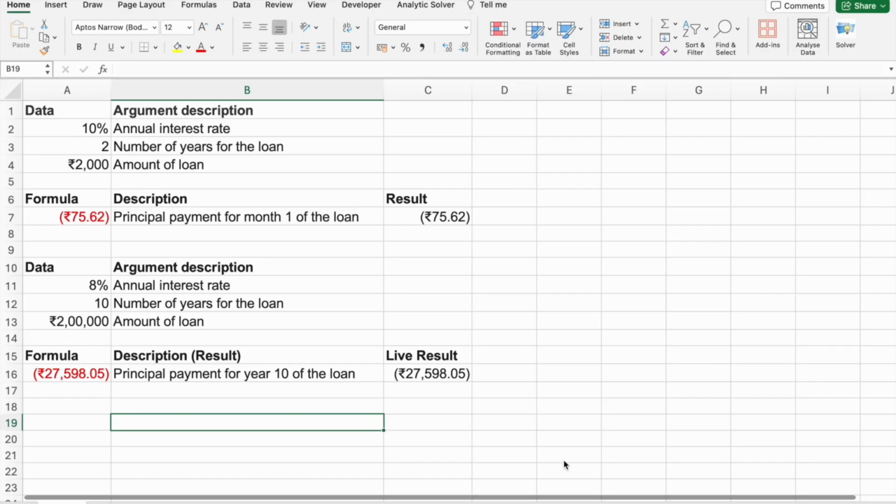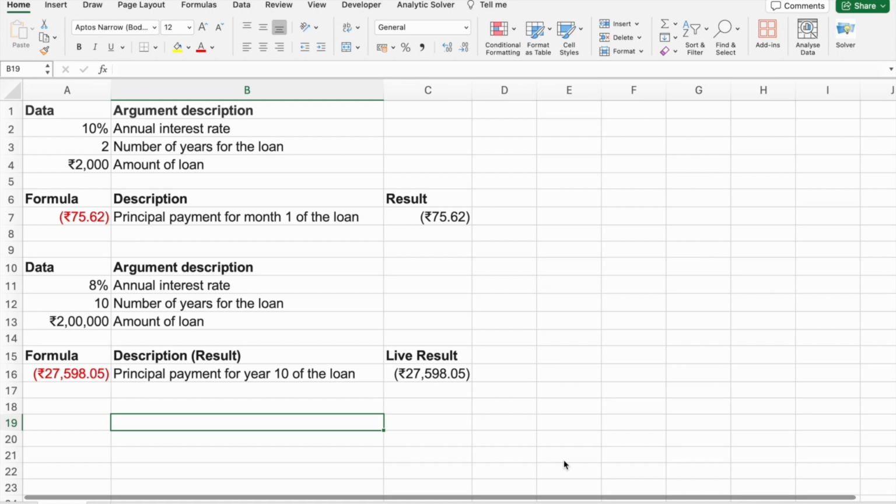So, what is the PPMT function? PPMT stands for Principal Payment and it's a function in Excel that helps you calculate the principal payment for a specific period of a loan or investment, considering constant payments and a constant interest rate.